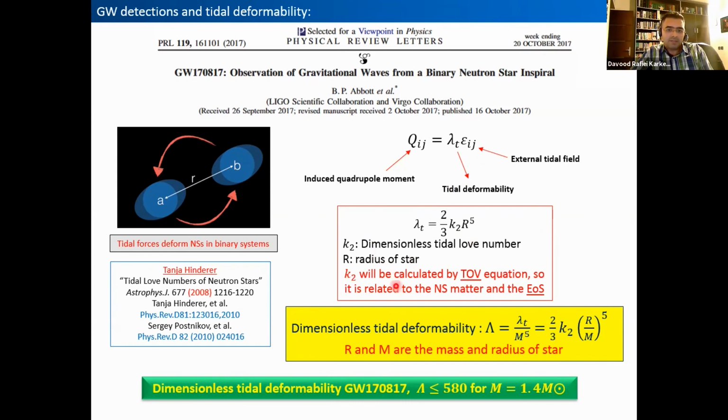And here you can see that k2 will be calculated by the TOV equation, so it is related to the neutron star matter and the EOS. So this is the point where you can see how, by considering the tidal deformability, we can impose constraints on, for example, neutron star models, or in our case, the dark matter model.